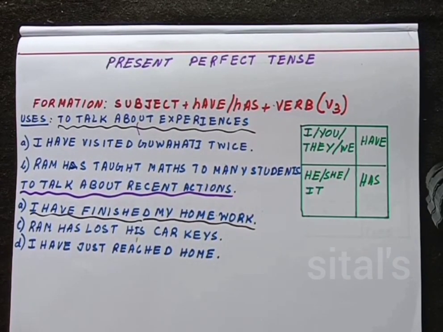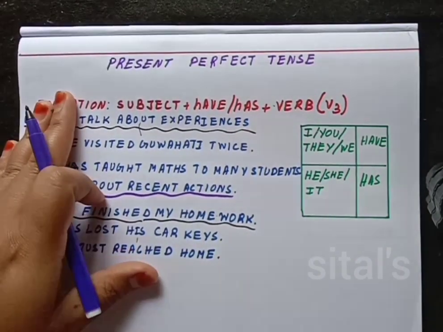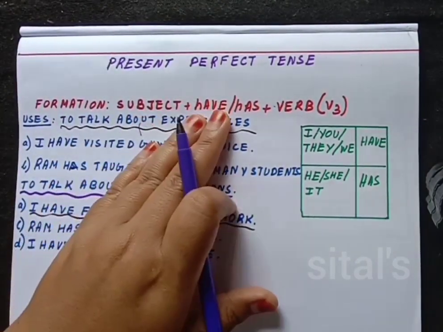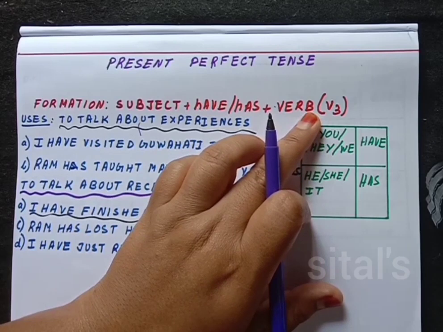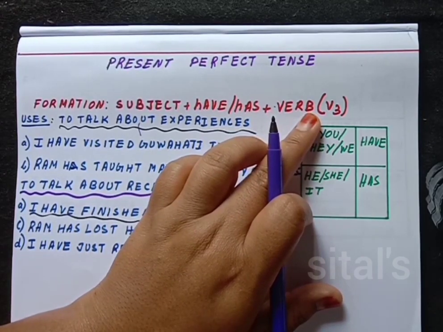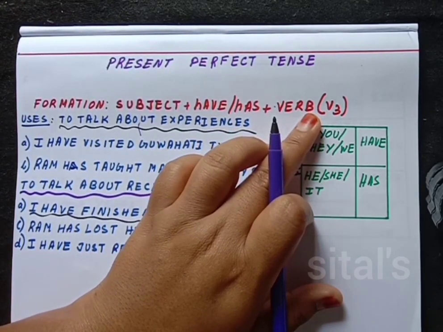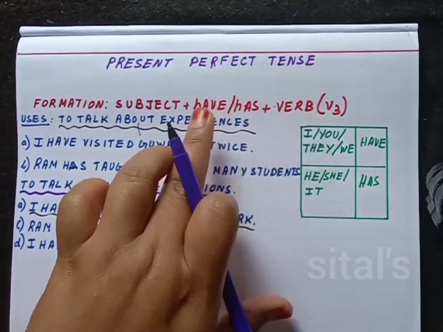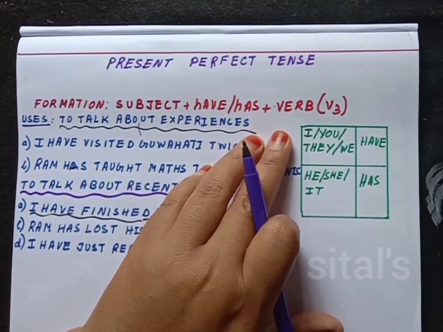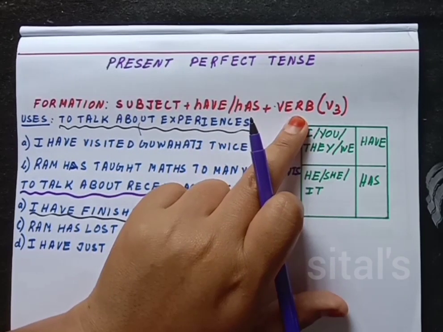Next, the third aspect of the present tense is the present perfect tense. The formation of present perfect tense is subject plus have or has plus the third form of the verb. You see, the verb forms are so important. As you go on changing the tense of a sentence, the verb form will keep on changing. Am I clear? Along with the verb form, the helping verbs also will change, right? So you have to be very clear with the verb forms.